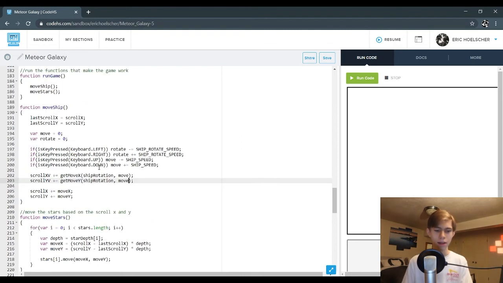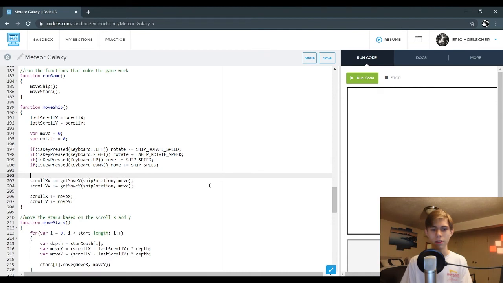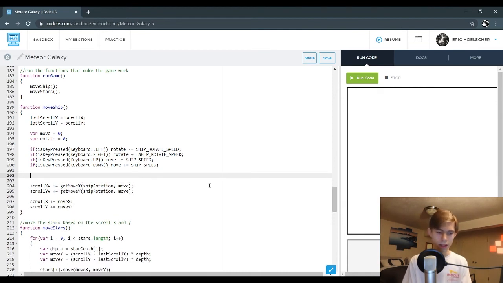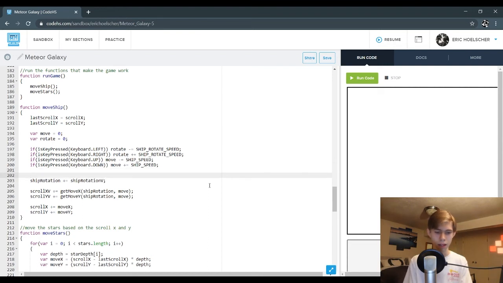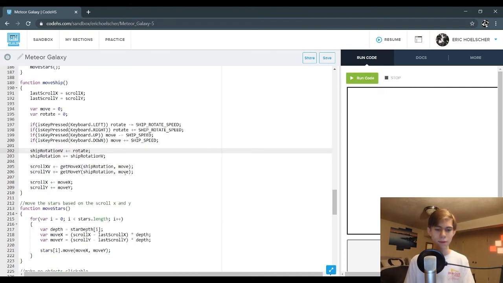The next thing we need to do is rotate the ship. So we're going to add to ship rotation the ship rotation velocity, and to the ship rotation velocity, we're going to add rotate. The next thing we're going to need to do is add the friction.